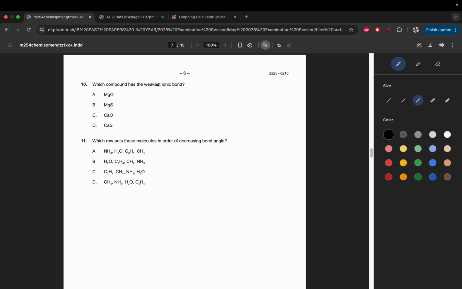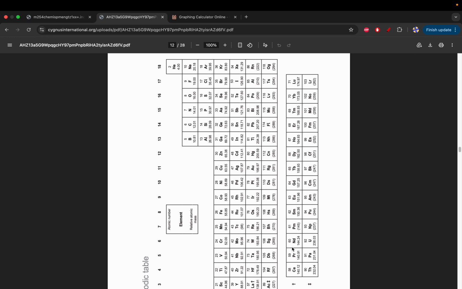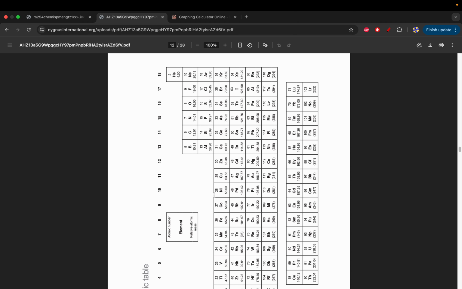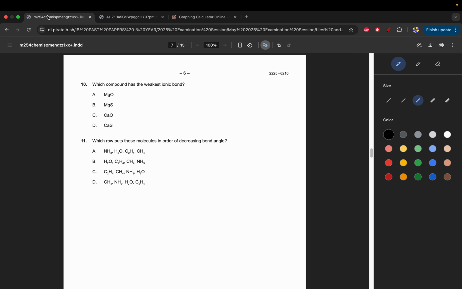So for something to be weak, we want them to be far apart, as in the species in the bond are going to be as large as possible. That way we can space out the nucleus and the nucleus. So we're looking for the larger elements or atoms between Mg and Ca and S and O. And if we look, Ca is larger than Mg, S is larger than O. So it's going to be Ca and S.